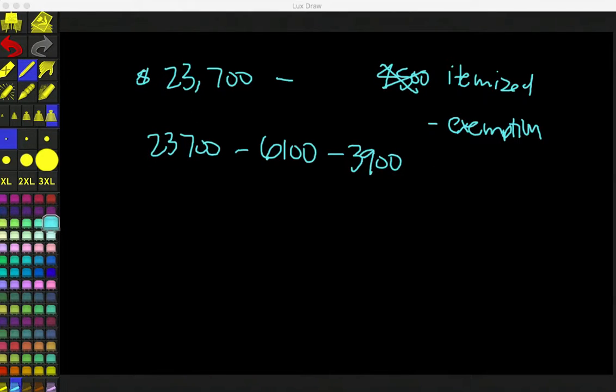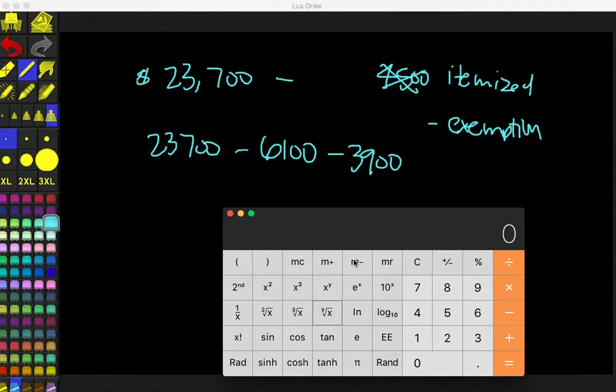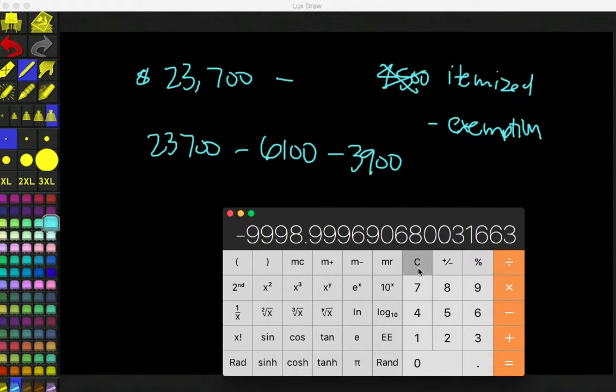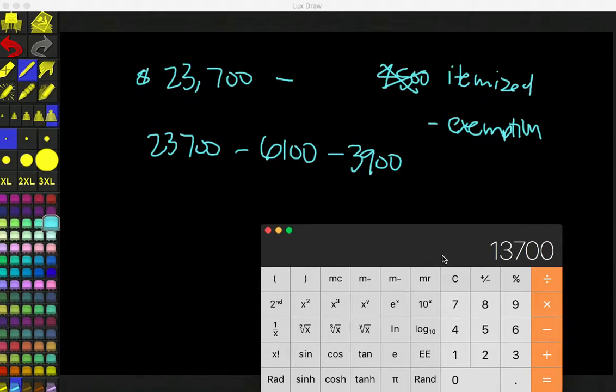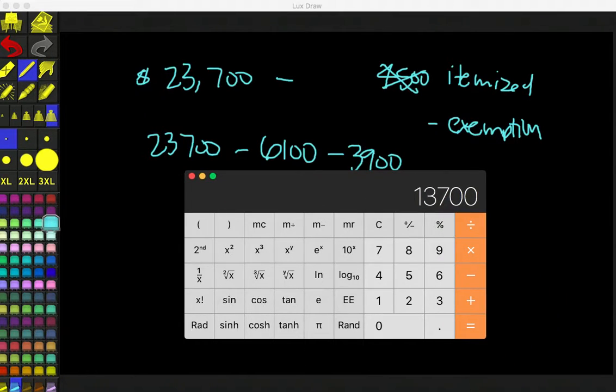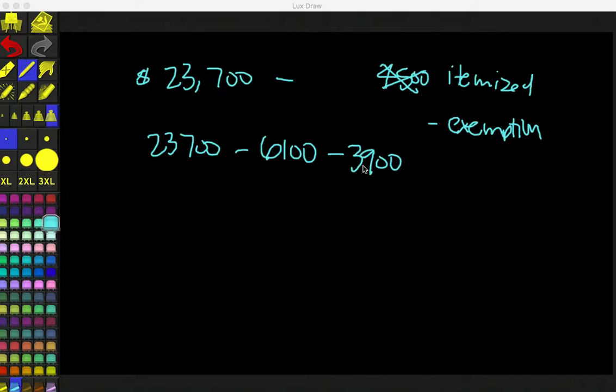And then I just get out my calculator and I say 23,700 minus 6,100 minus 3,900. Whoops. Let me try that again. Clearly I did something wrong. 23,700 minus 6,100 minus 3,900. Okay, 13,700 should be the answer. And it is. Okay, so just be aware of that if they tell you it's itemized, you want to make sure that it actually is a better deal than the standard deduction, which in this case it was not.